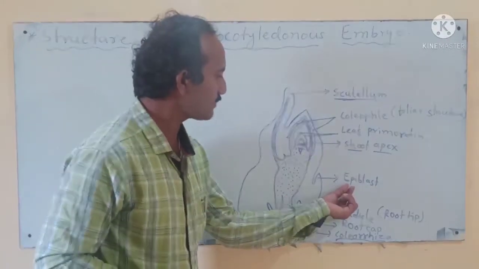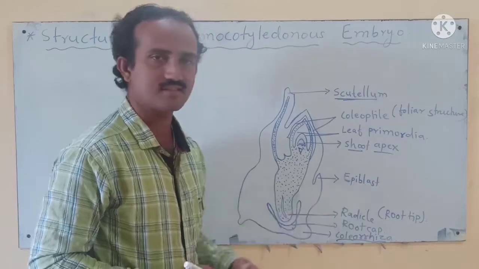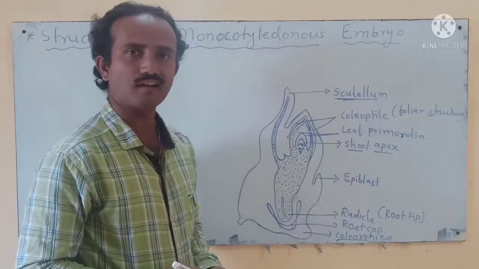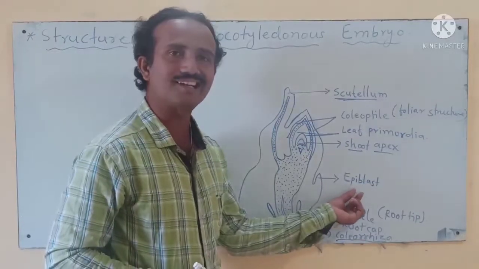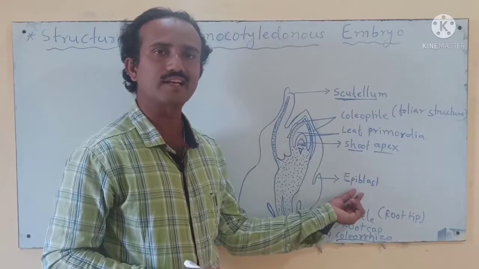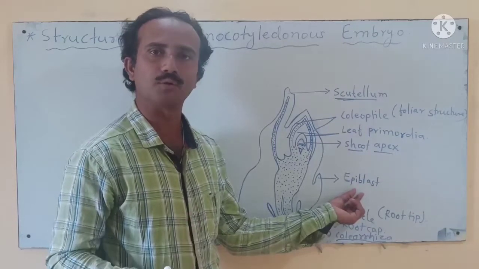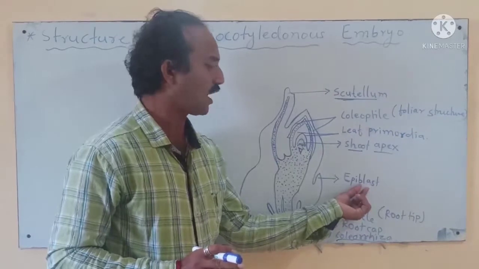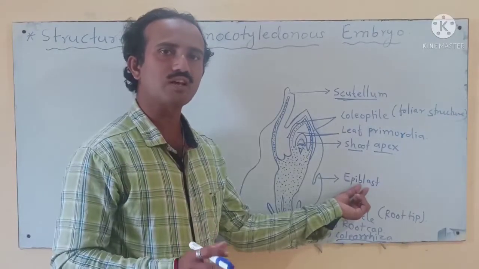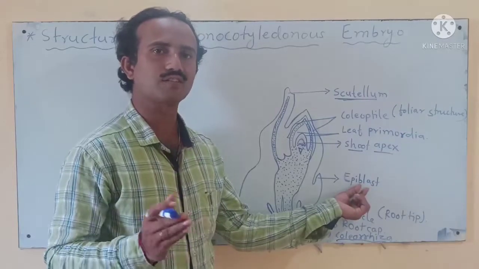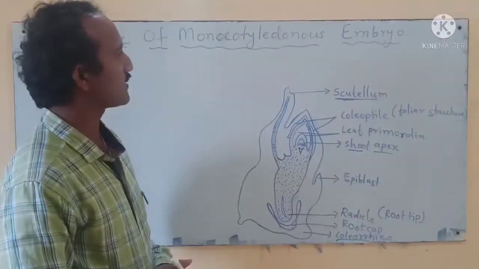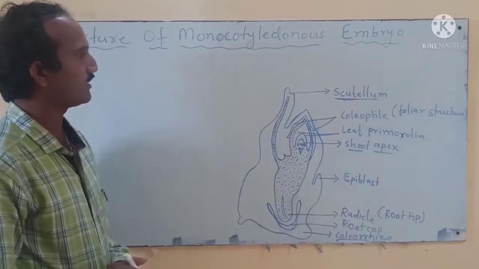In that, another part present is the epiblast. So what is the epiblast? It is the part which is called rudimentary leaves. It is rudimentary, meaning it degenerates after germination of the embryo. So the epiblast consists of rudimentary leaves which degenerate after the germination of the embryo. These are the different parts we discuss in the structure of the monocotyledonous embryo.